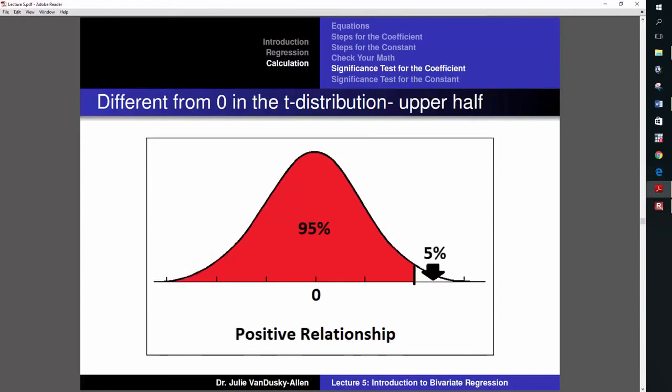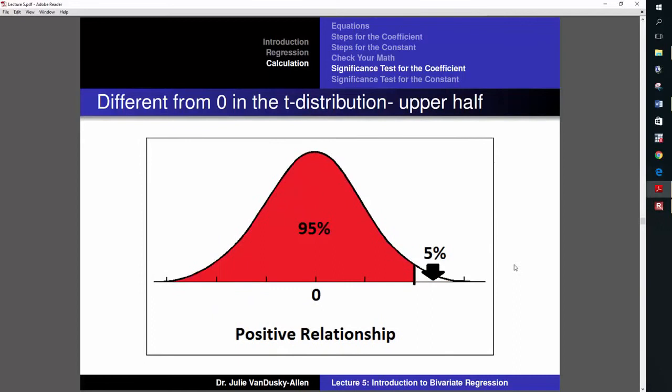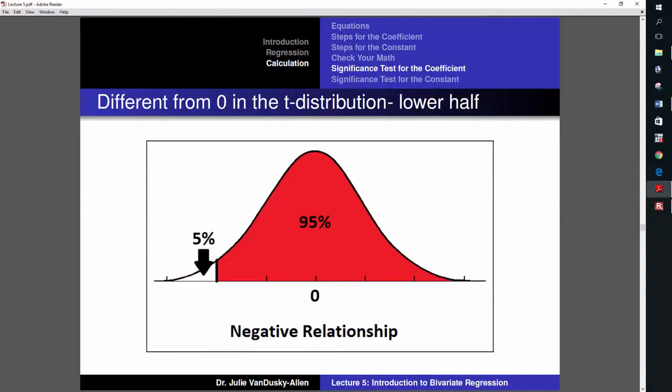When we turn our B hat into a t-score, we can tell if the t-score is close to 0 in the t-distribution, meaning that the independent variable has no effect on the dependent variable, or far away from 0, meaning that the independent variable has an effect on the dependent variable.